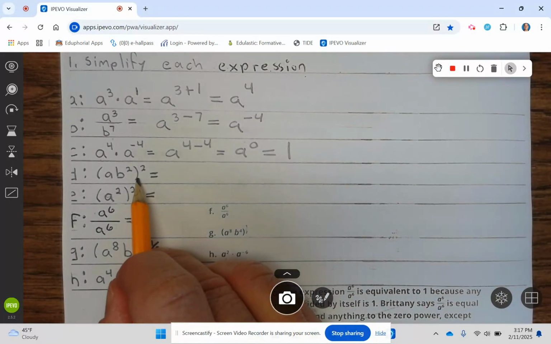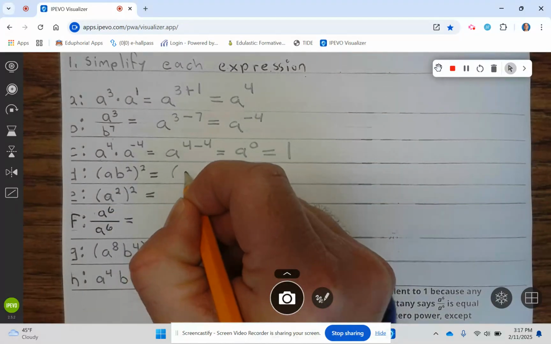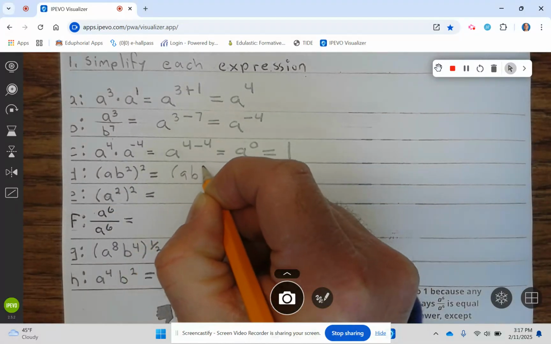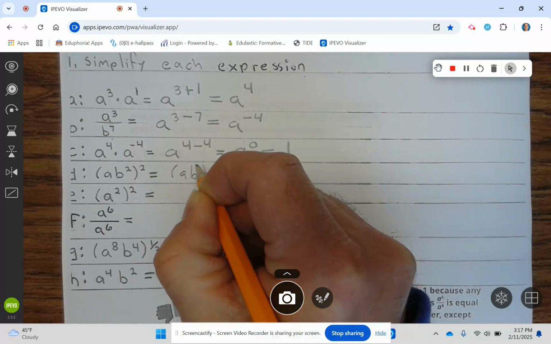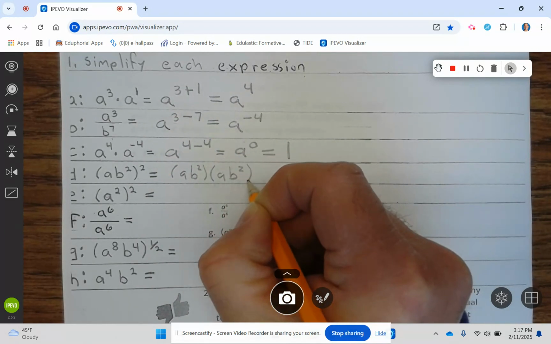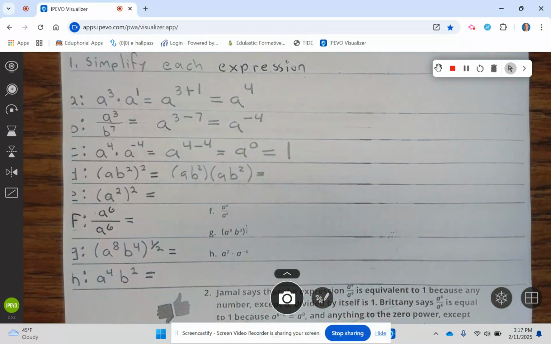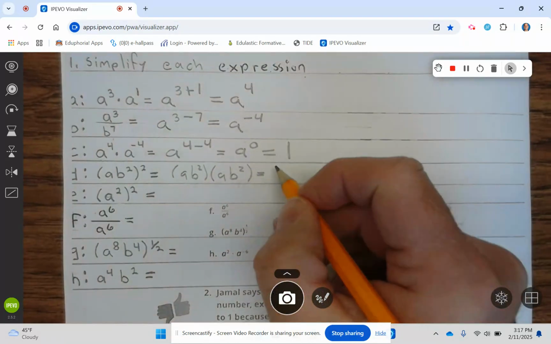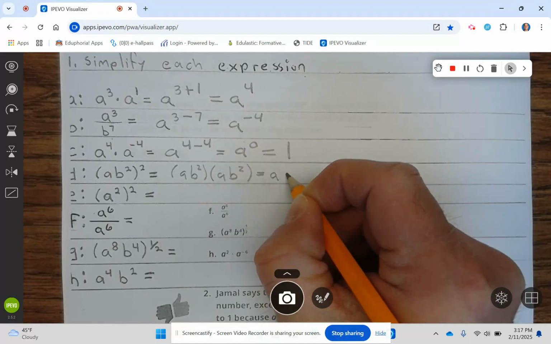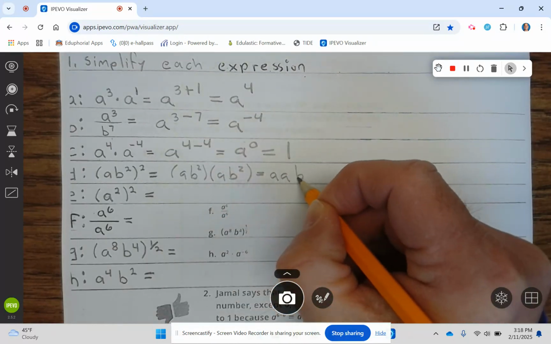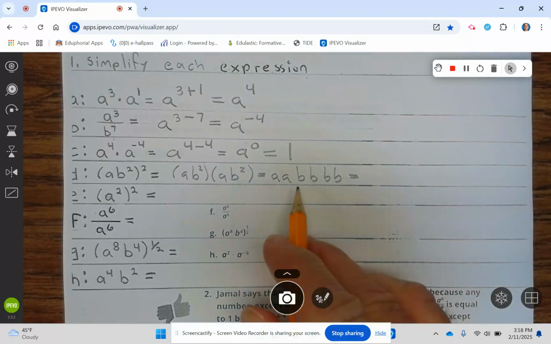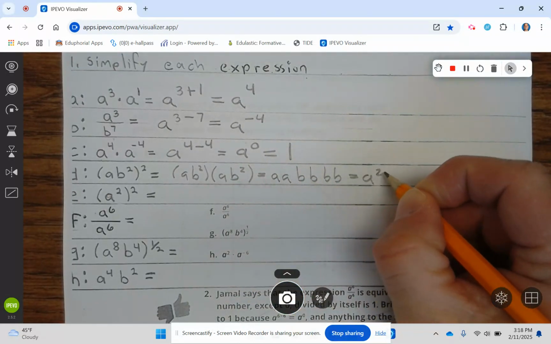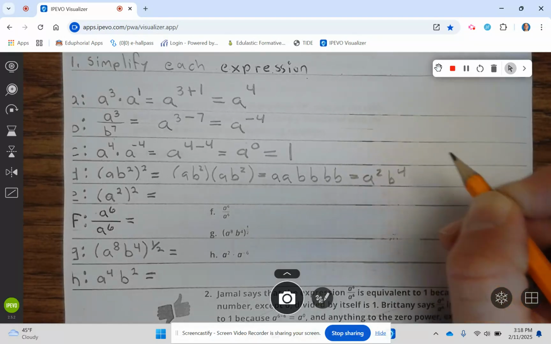Now, squared means that there's 2 of these. So this becomes A B times A B squared. Which means we have 2 A's, we have 2 B's, 2 B's. So that's A squared, B to the 4th.